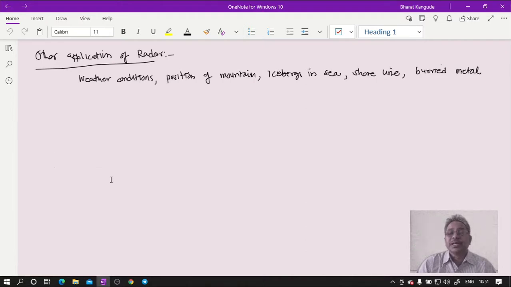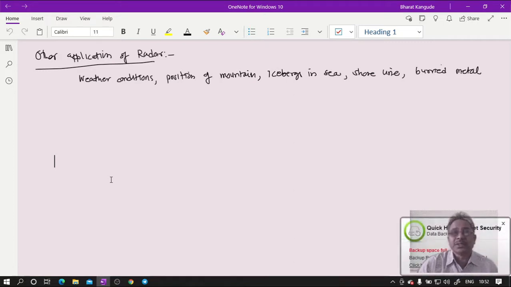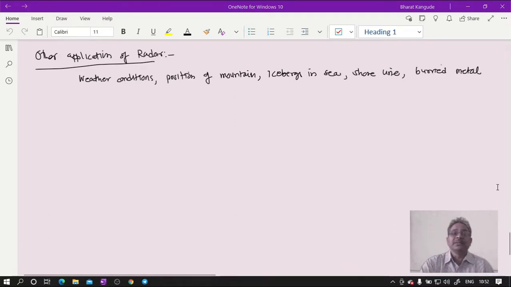Then icebergs in the sea. As I said yesterday, a ship like Titanic collided with such an iceberg because it was not known what the size of that particular iceberg was, and because of that human error or mistake, there was a collision between the Titanic and this iceberg. Nowadays ships are equipped with such radars which can very easily identify the size of the iceberg, and safe passage can be created, and therefore no such accident may happen.